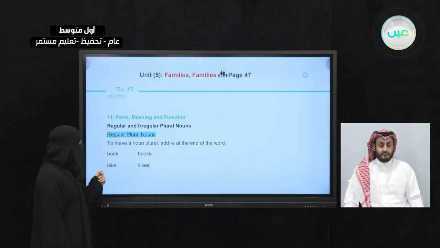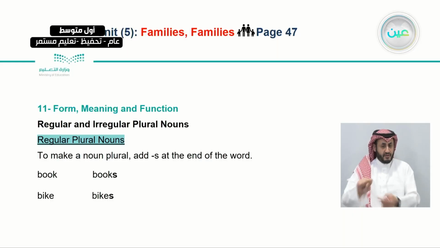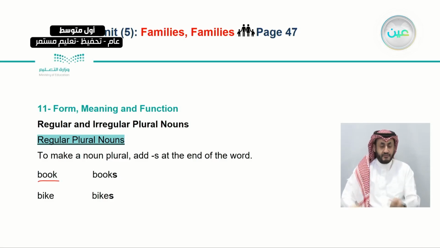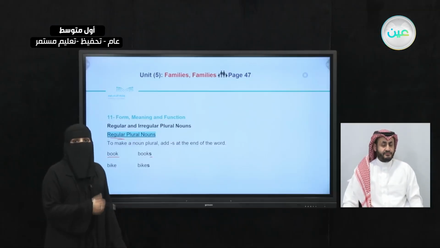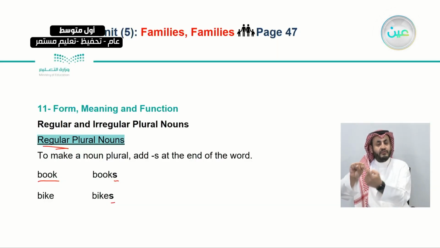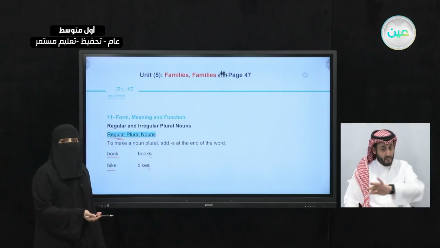Regular plural noun: to make a noun plural, add s at the end of the word. Book, books. As you can see, it's only 1 book. It's singular. I just added the s. This is for regular. How about the bike? 2 bikes, 3 bikes, 4 bikes. So I just add an s. In this case, those nouns are regular.